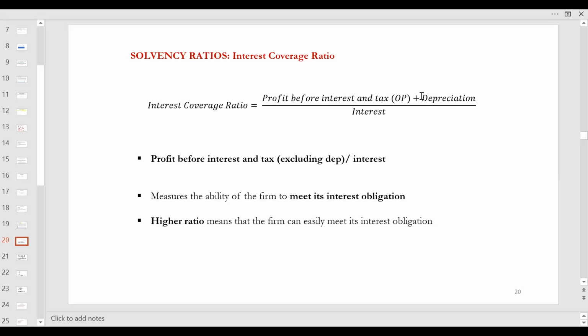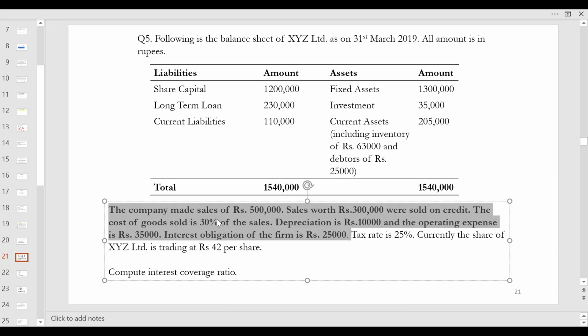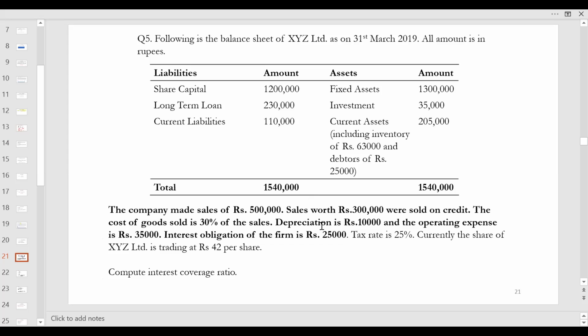And one very simple thing: depreciation you are going to add only and only if you have deducted depreciation from here. Okay, if you have subtracted depreciation to get this profit then we will add it, and if not, there is no need to go with this depreciation. Divide it by interest, and you will get the answer. So here, if I just show you from here, this is the case. We just need this much information, the bold one, to calculate interest coverage. The company's sale is 5 lakh, sales worth 3 lakh on credit. The cost of goods is 30% of the sale. Depreciation 10,000, operating expense 35, interest obligation 25,000.